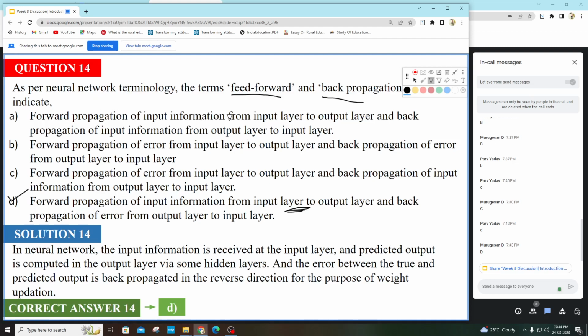Here it is false because back propagation of input information, so this is false. If input information is also back propagated, then that type of network is known as recurrent neural network, not feed forward neural network. So this is wrong. Forward propagation of error is not forwardly propagated, so this is wrong. Forward propagation of error, again this is wrong. Okay, so this is the thing.